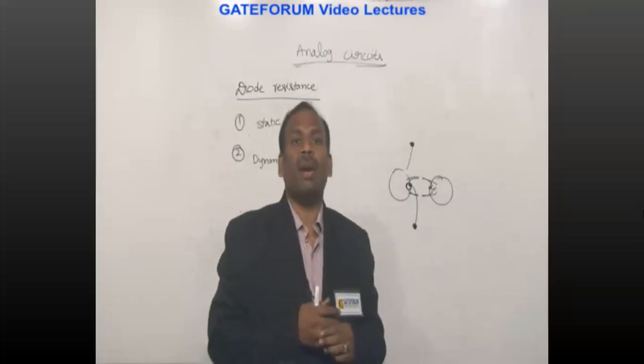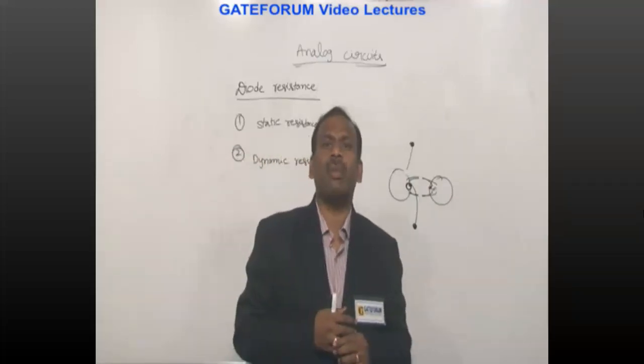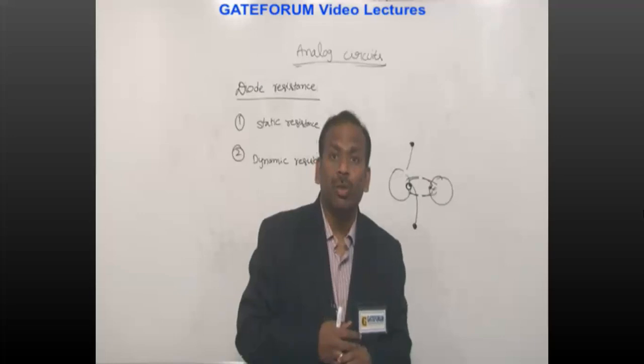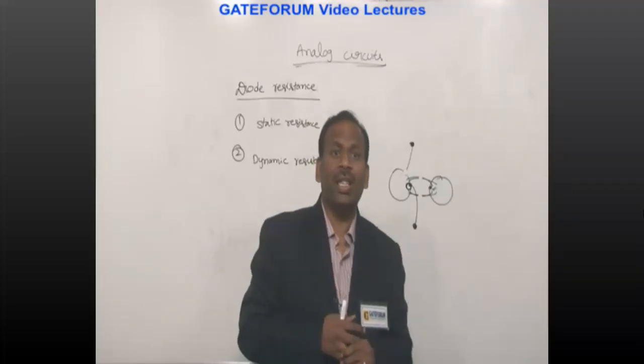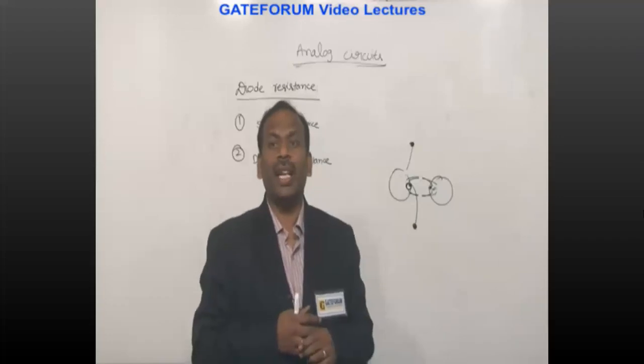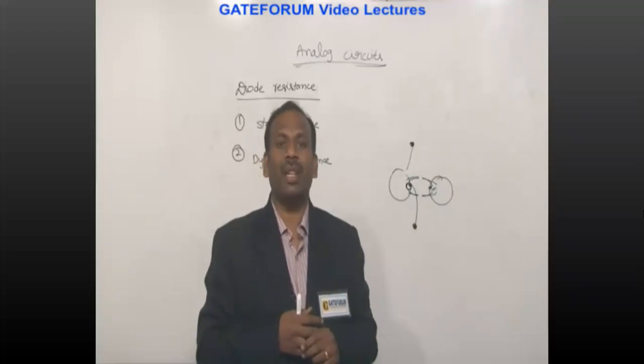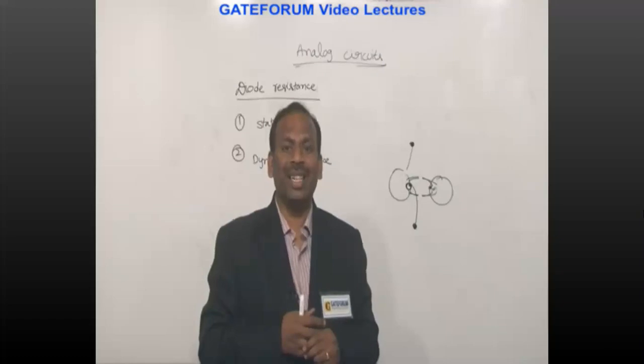Clear? Next, Prabhakaran asks: in an extrinsic semiconductor, when an electron is removed from the valence band to the conduction band, why is a hole not generated? Once an electron is removed from an atom, it attains a positive charge, and the absence of the electron from phosphorus creates a hole. But you told that a hole will not be generated. Why?